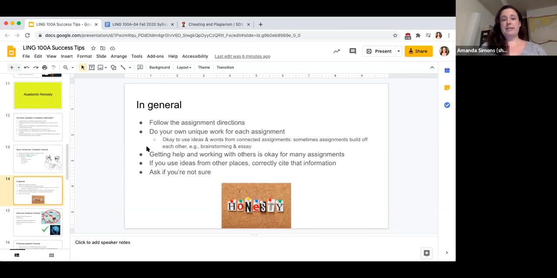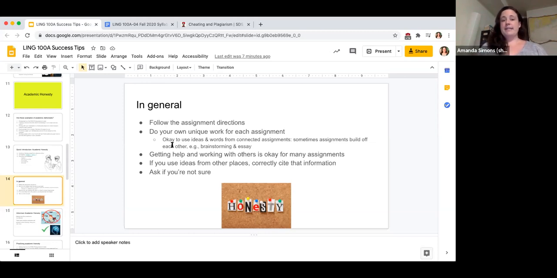So one exception I wanted to point out is that oftentimes it can be okay to use ideas and words from connected assignments. Sometimes assignments build off each other. For example, if you have a brainstorming activity that is supposed to help you come up with ideas, and then you have an essay that you're writing based on that brainstorming activity, you should be able to use the language, words, and ideas from your brainstorming activity. Again, check with your teacher if you're not sure.